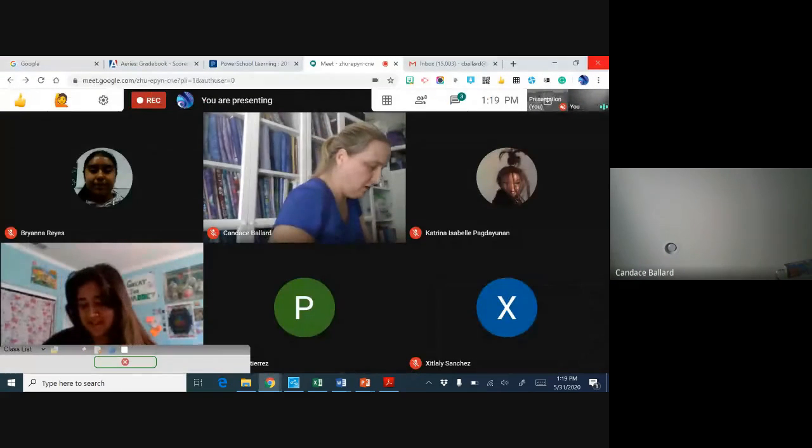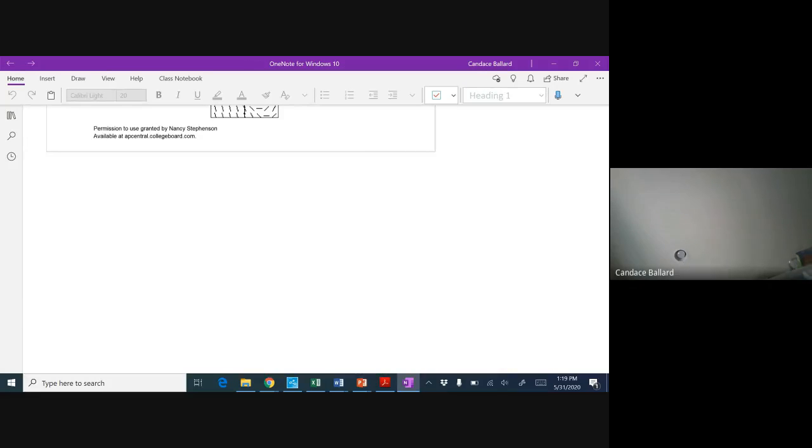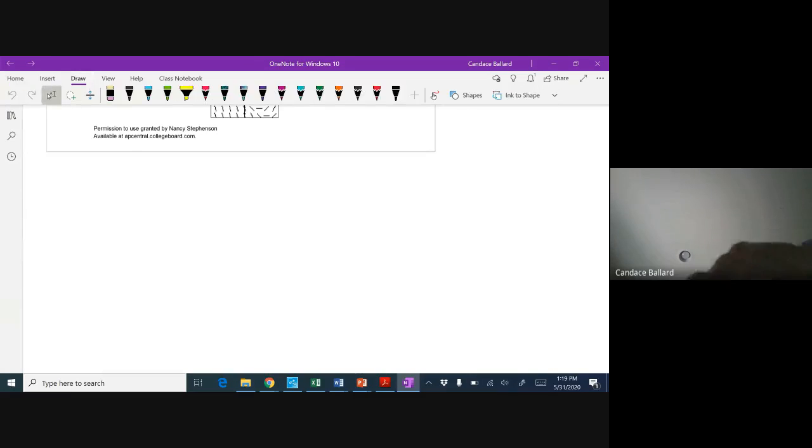Uh-oh, I lost my notes. OneNote likes to close when I flip it. All right, so a tangent line approximation, and this goes for everybody, okay? There's a couple of things that could come up. I'm going to pretend that we had a chart, just because then I have something to work off of.